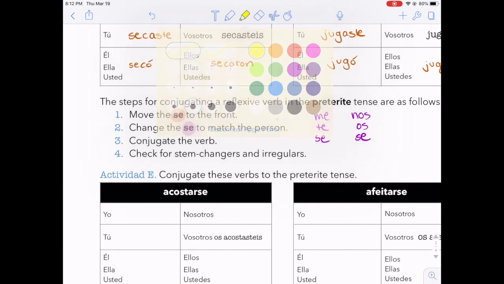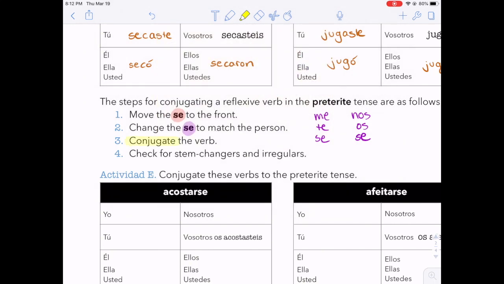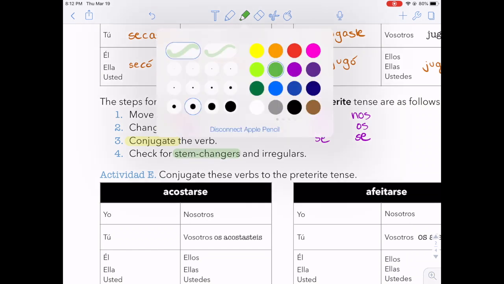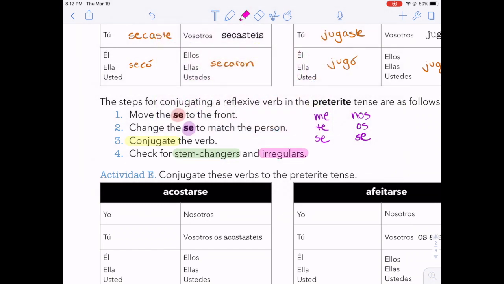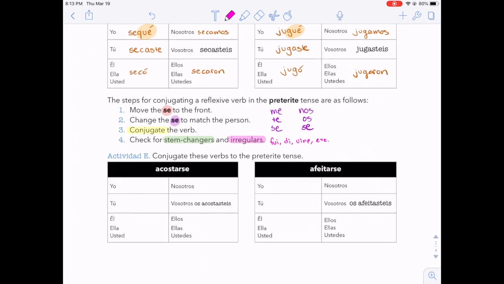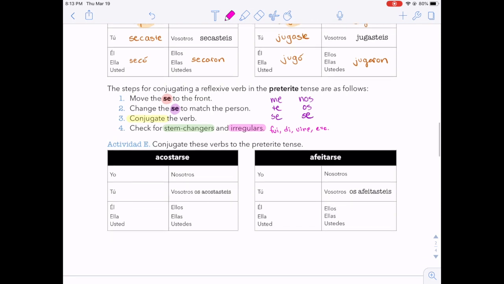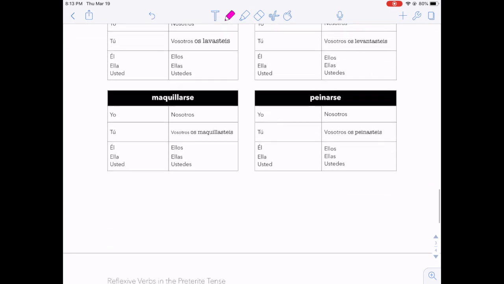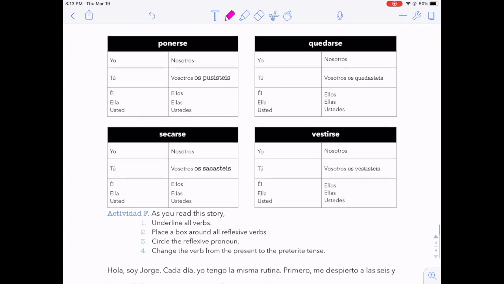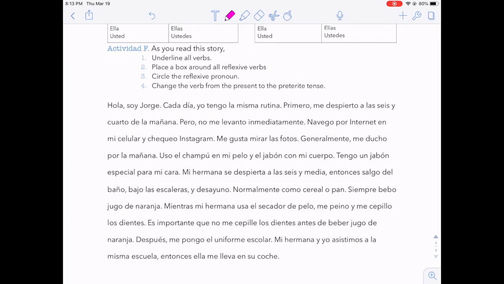We're going to conjugate our verb in the preterite this time, keeping in mind that we need to remember our stem changers and our irregular verbs. In case you need to remember irregular verbs in the preterite tense, remember your song that goes fui, fui, di, vine, etc. So go ahead and take some time, practice conjugating your reflexive verbs in the preterite tense. You have the whole page of them and a half, and then I will revisit with you guys for Actividad F.